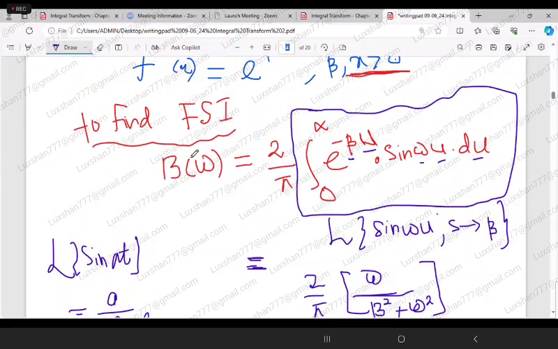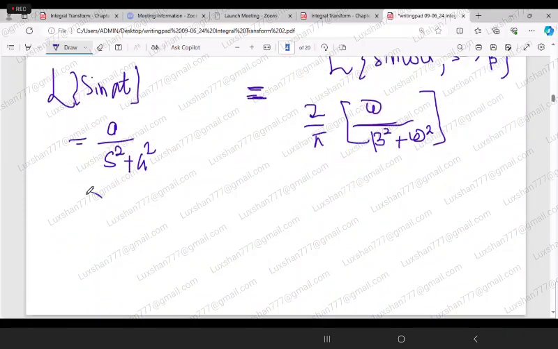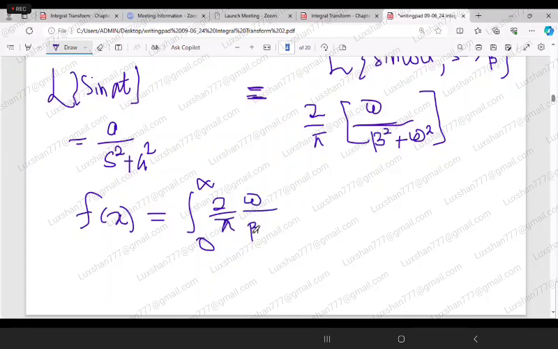Now we have found b omega. That is what we wanted in order to write the Fourier sine integral. Now we are able to write the Fourier sine integral of f(x). So f(x) is equal to the integration from 0 to infinity. B omega is this one, so we can write 2 over pi, omega over beta squared plus omega squared, into sine omega x.